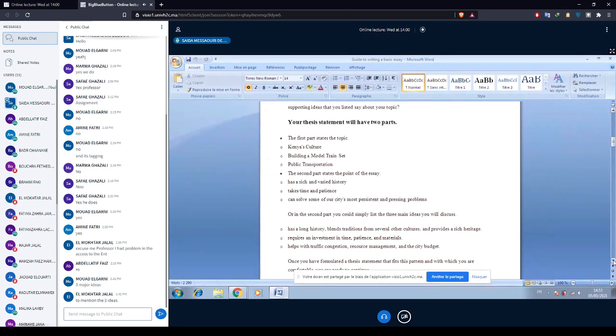So maybe the topic given in the exam is going to be a very long one, but you're going to restate. It's all about Kenya's culture, or another idea, building a model train set, or about public transportation. So this part is the main part of the topic. And then you have the second part, which states the point of the essay. Has a rich and varied history. So here, Kenya's culture has a rich and varied history.